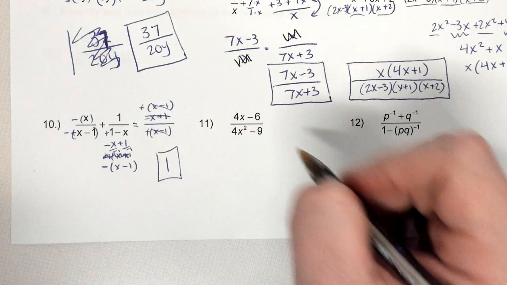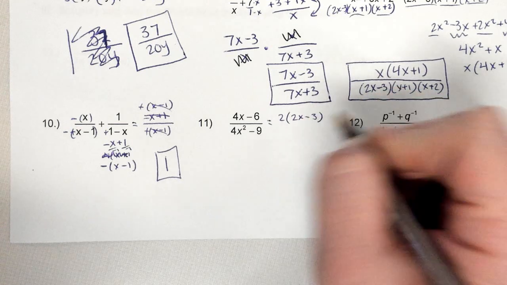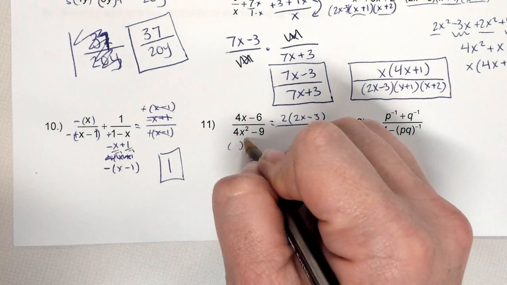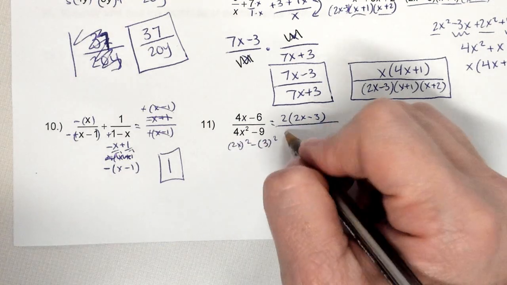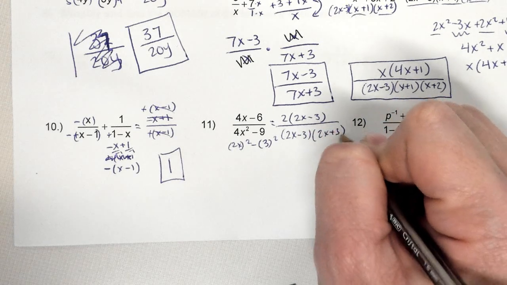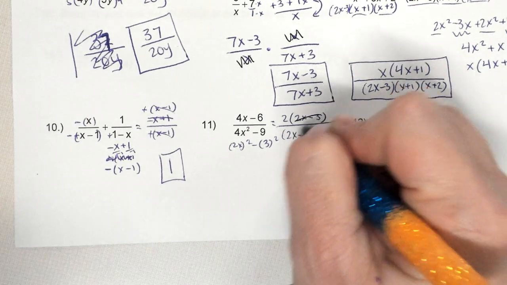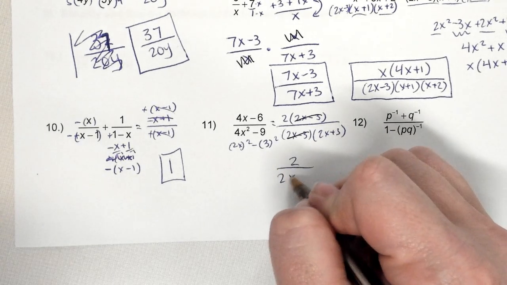Here I have a GCF of 2. That leaves me with 2x minus 3. Here I want you to realize I have a perfect square minus a perfect square. So 2x and then 3 squared. So that leaves me with 2x minus 3, 2x plus 3. And the 2x minus 3's cancel, and we're left with 2 over 2x plus 3.